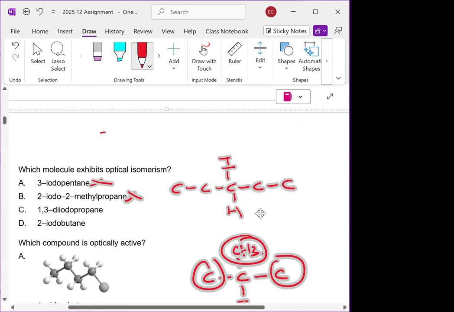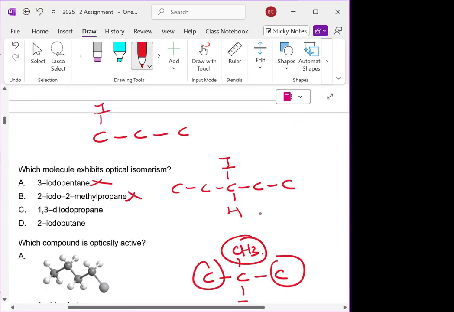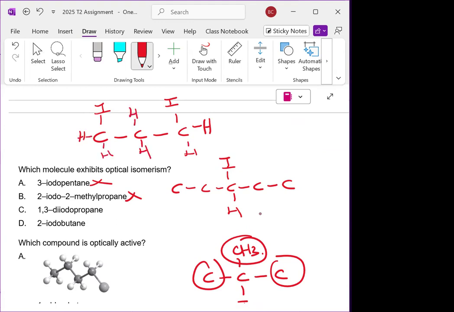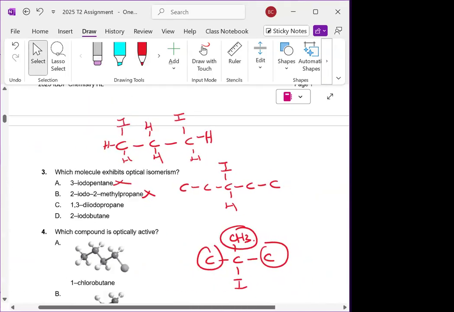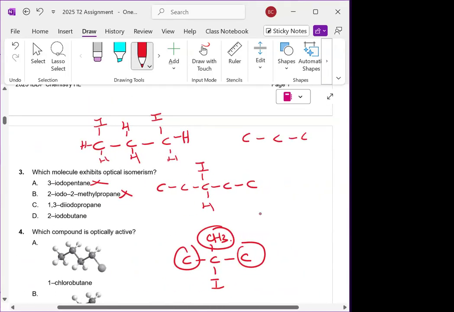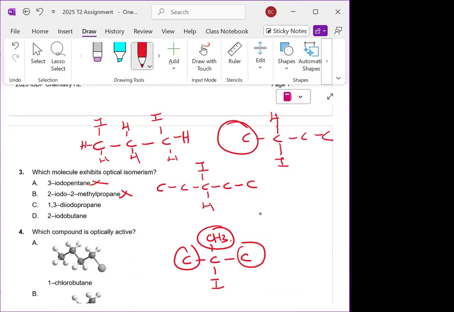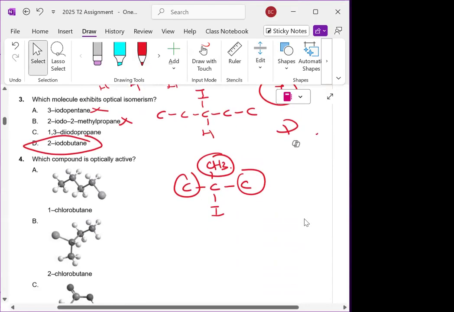Okay, 1,3-diiodopropane. So you can see here, none of the carbons is a chiral carbon. And the next one, 2-iodobutane. So you have one CH3, one H, one I, one C2H5. So answer is D. There's a chiral carbon.